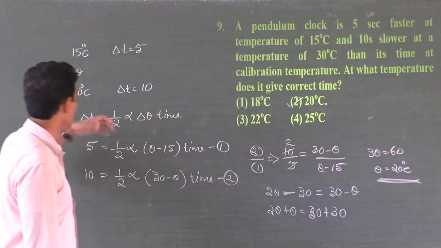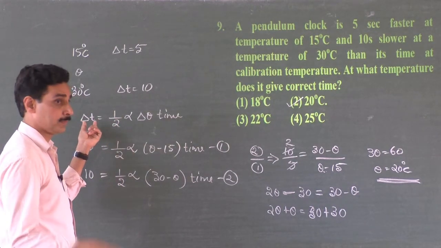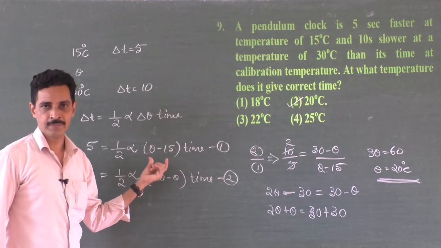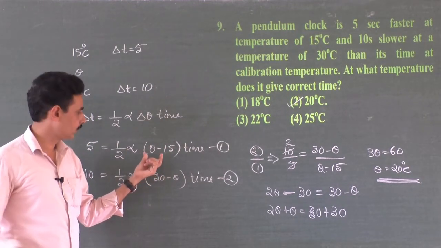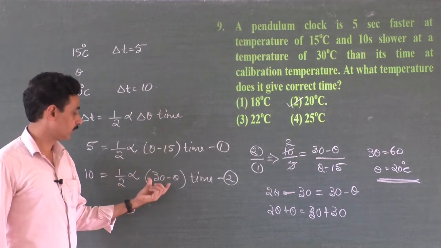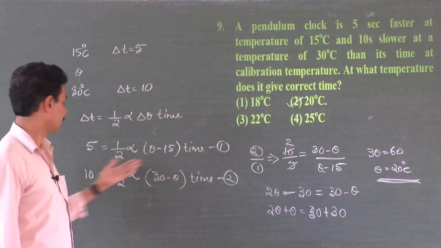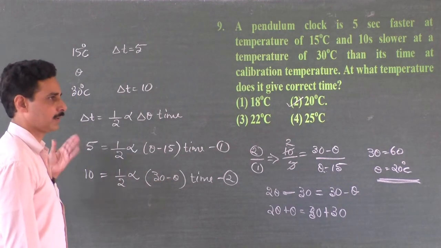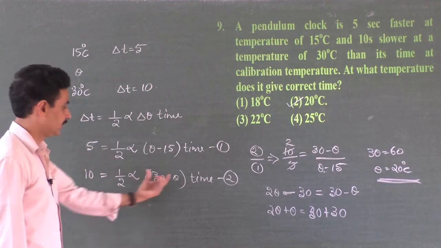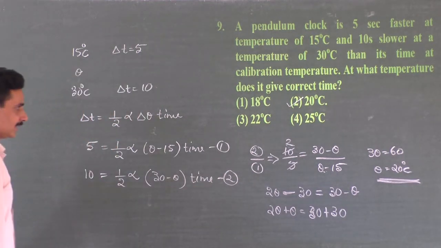So you must know how this formula is applied. This is the correction time, maybe plus or minus, depending on the temperature difference. If you go to a lower temperature, of course, this will be theta minus 15. And if you go to higher temperature, 30 minus theta, because higher minus lower. So accordingly, you will have plus 10 or minus 10 or plus 5, because 5 faster, 10 slower. Here it will be maintained. So our temperature is 20 degrees Celsius.